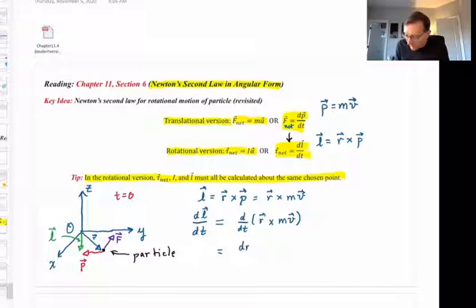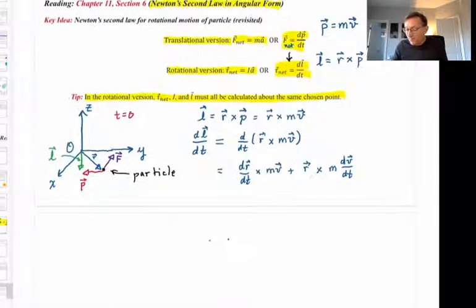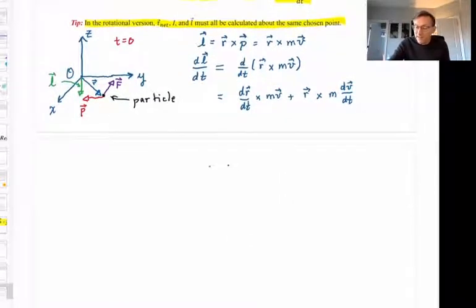That's the product rule. So let's see what we get when we do that. Derivative of the first vector, dr/dt, crossed into the second vector, mv, plus first vector, r, crossed into the derivative of the second vector. The m in that expression is a multiplicative constant, so you can write that as m times dv/dt. You may need to pause the video and think about that a little bit, but that's what that looks like when you've got a product of vectors.